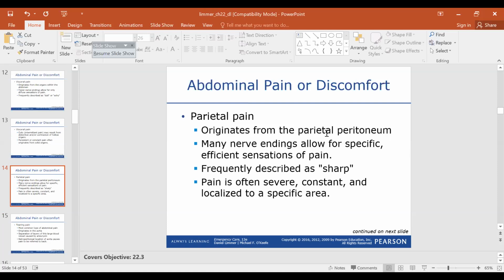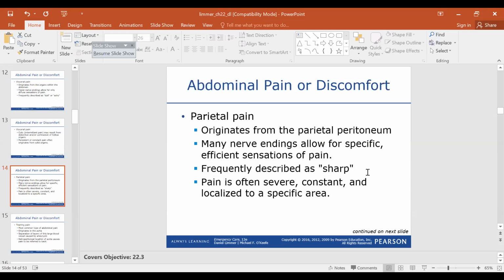Again, these are not nerves that are going to your organ specifically. These nerves are attached to the membrane that covers the organs themselves. So if they have parietal pain because it's coming from the parietal peritoneum, then it's frequently going to be sharp pain. So sharp is an indication of parietal pain.